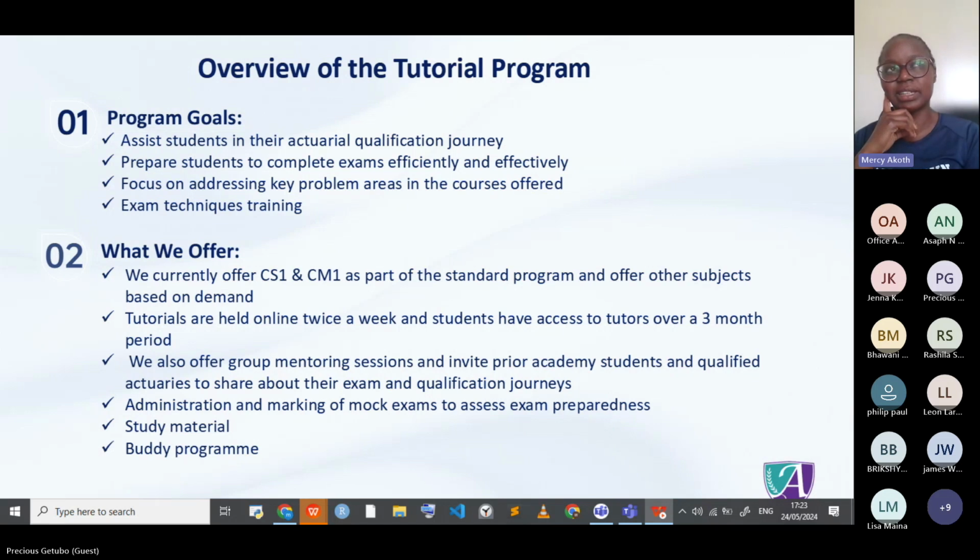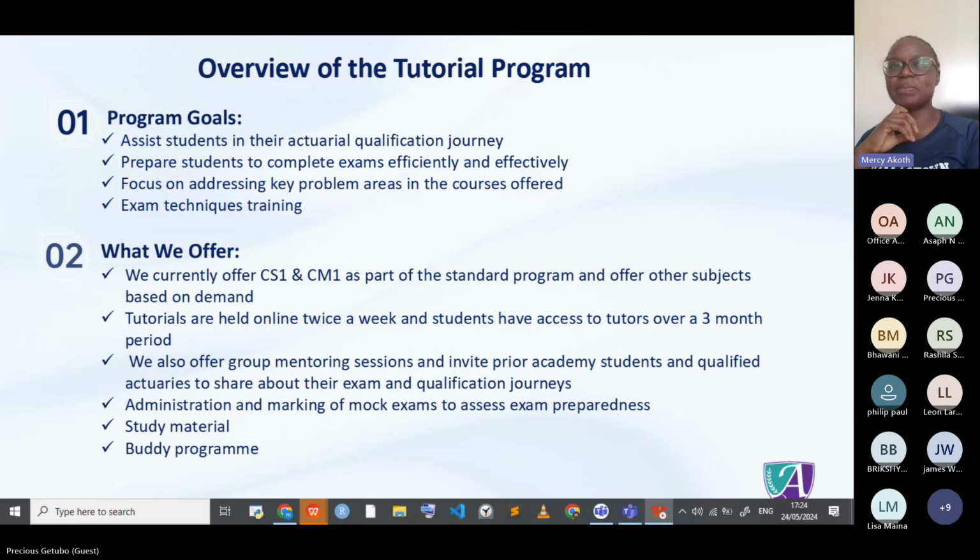The tutorials are always recorded, so if you miss a session for one reason or another, you'll still have access to the material. And the final offer is the buddy program. You'll be joining a cohort of students who are sitting the same exam, so you'll get a chance to buddy up and be each other's accountability partner, which I found was quite a pivotal thing in my own qualification journey.